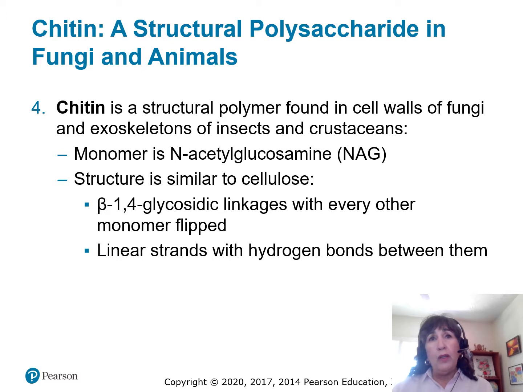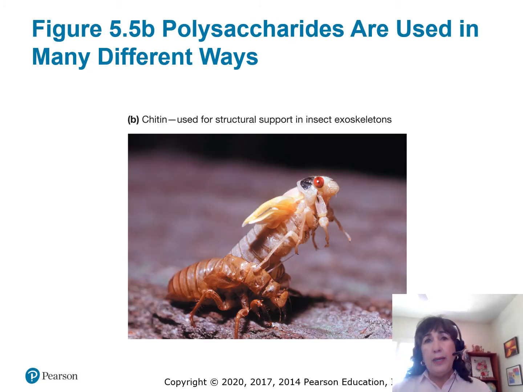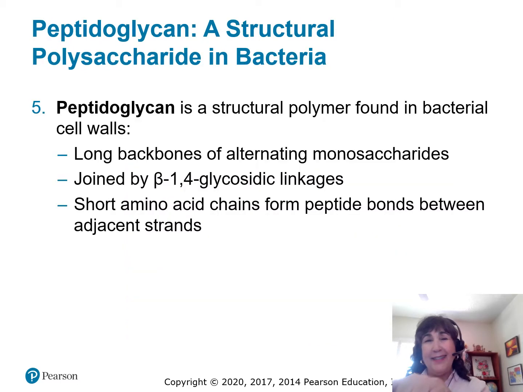These beta 1,4-glycosidic linkages vary with every other monomer flip. So it's that same flipping structure that we saw for cellulose. And here we see an exoskeleton, and this looks like a cicada. So that exoskeleton that's being left on the branch, and cellulose, they both have beta 1,4-glycosidic linkages.